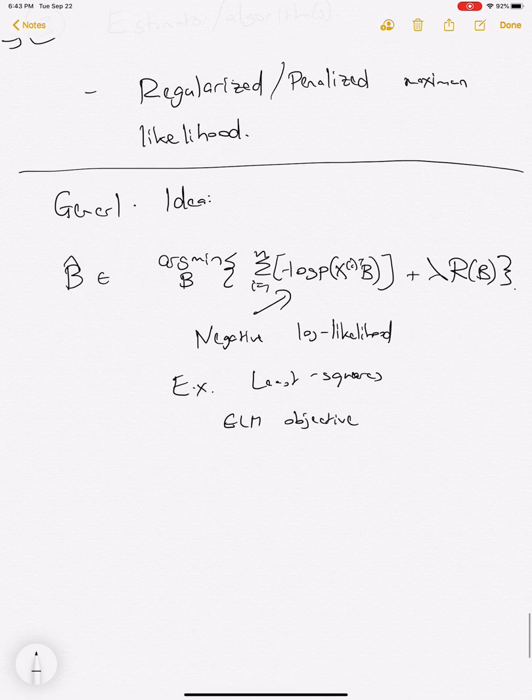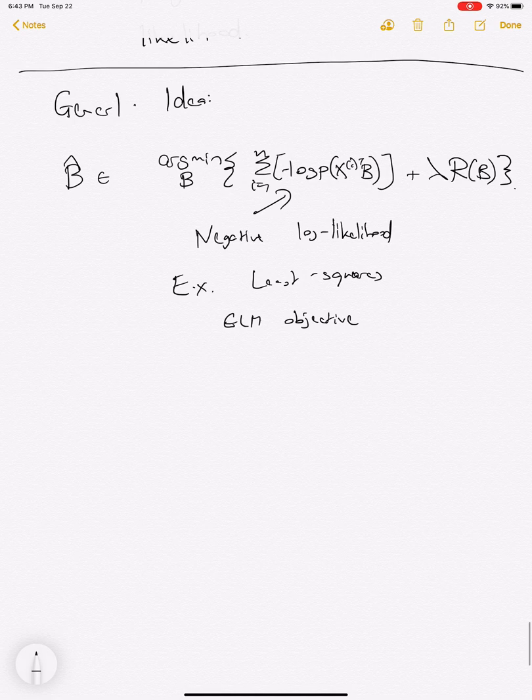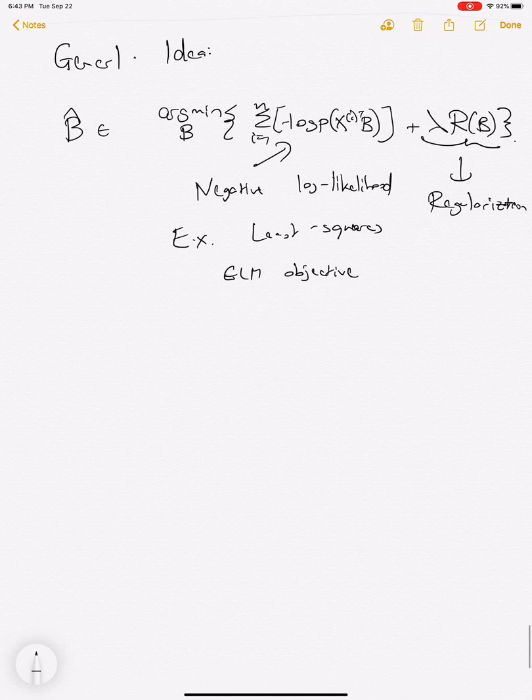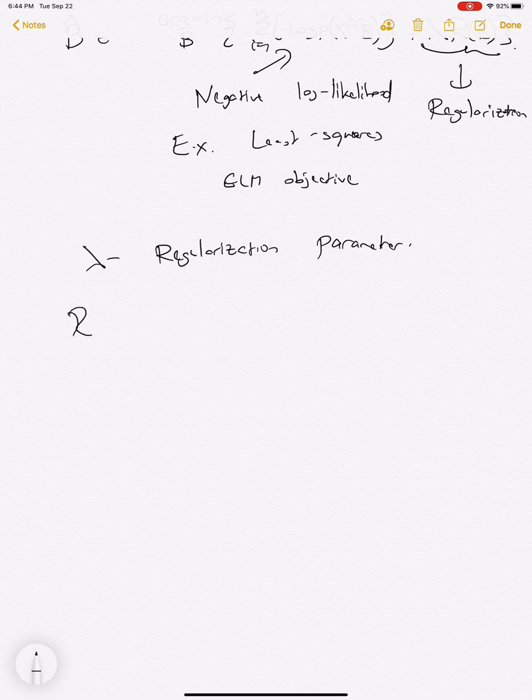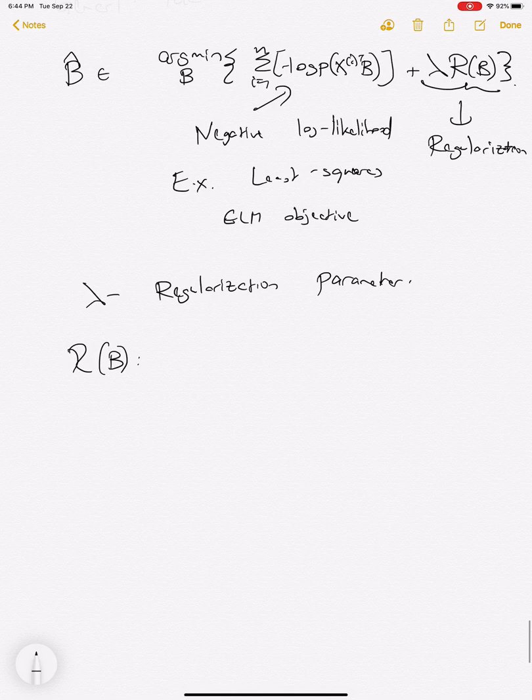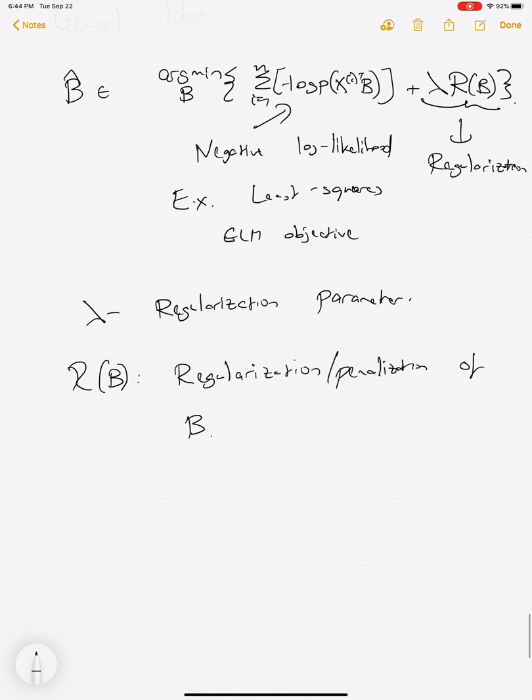In the regularization case, we're minimizing this plus another term, and this is really the regularization. Lambda here is the regularization parameter, and R of B, which is a function of the parameter B, is the regularization or penalization of B. Lambda really tunes how much regularization we do.